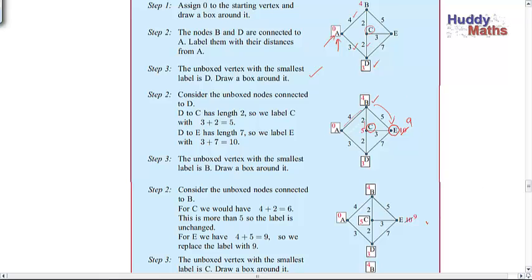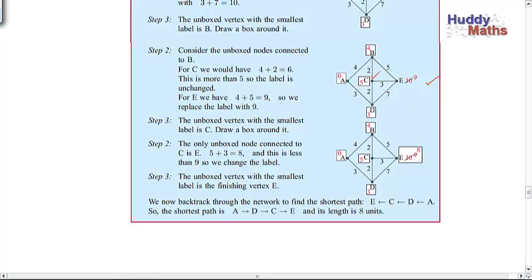So we're down to here. Sorry, we've boxed C because that was the smallest one after our last box, which was B. Now the only unboxed node connected to C is E, and this is less than 9 here, so working this out, 5 and 3 is 8. So we've actually done all the vertices with a system, no omissions. So the trial and error thing is avoided. We couldn't make a mistake.